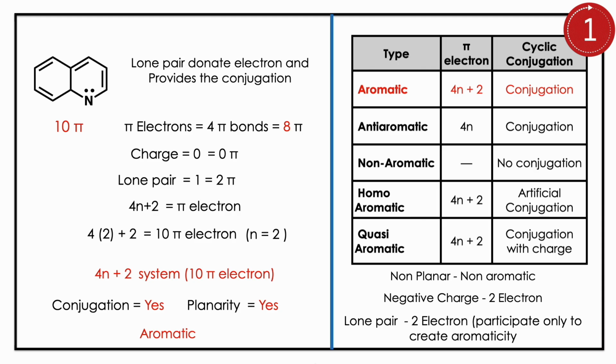So it is a 4n plus 2 system with 10 pi electrons where n equals 2. The compound is definitely conjugated because the lone pair can help for the conjugation, and definitely it is planar. So it is a 4n plus 2 system, conjugated. Planar means the given compound is aromatic.